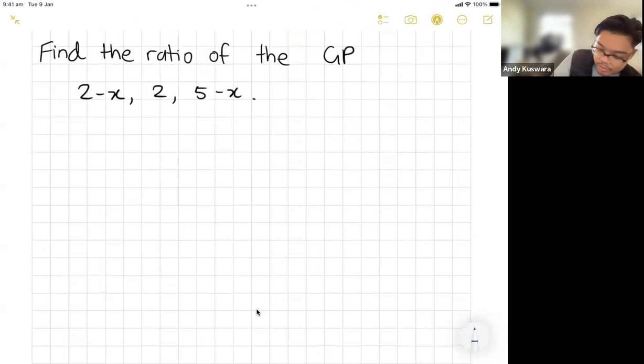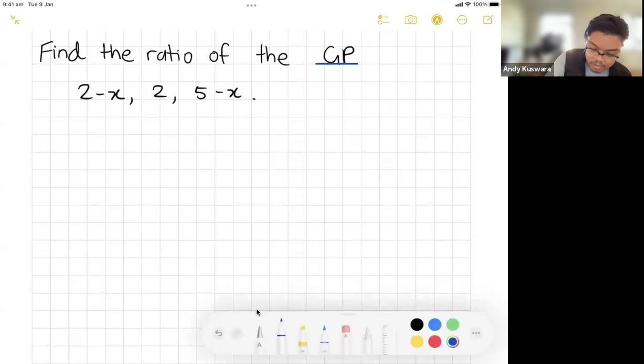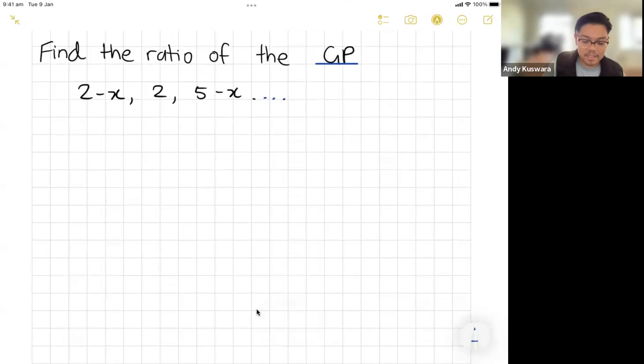Now, a couple of things to know. This is probably going to be the first time that you'll see it in one of these videos that I've done. Hopefully you've seen it in class, but there's a series here that continues on. Now, there's a ratio of this GP. It says 2 minus x, 5 minus x. This is where we're starting to hit the algebraic realm, and this is where they'll test to see how good you are at solving these.